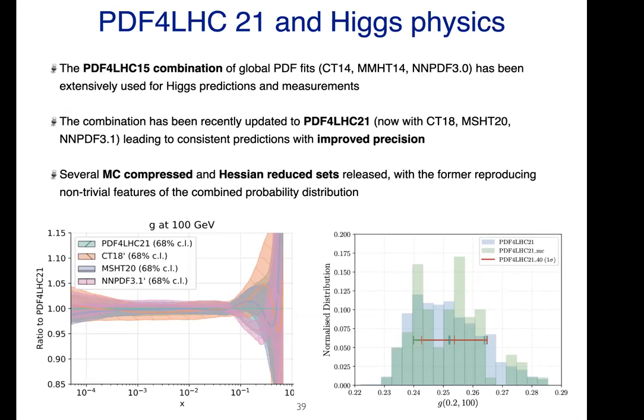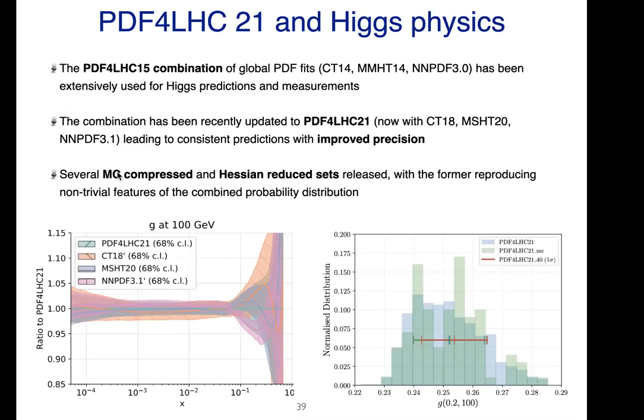Following a two-year-long benchmarking study, this combination has been recently updated to PDF4LHC21, which now is based on CT18, MSHT20, and NNPDF3.1. And the nice thing, especially for Higgs physics, is that it leads to fully consistent predictions. So if you estimate your errors using the combination of six years ago and the current one, you get perfect agreement, but now with improved precision. So this is an example that we are actually making progress, right? Thanks to better data and better theory, we get improved predictions for Higgs physics, which is what you actually need at the high luminosity LHC.